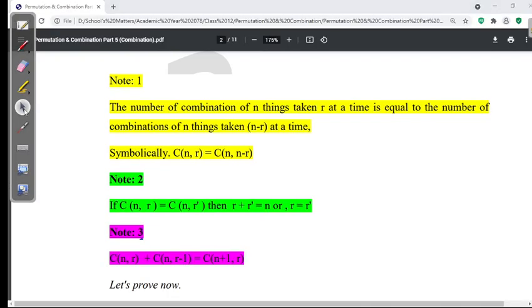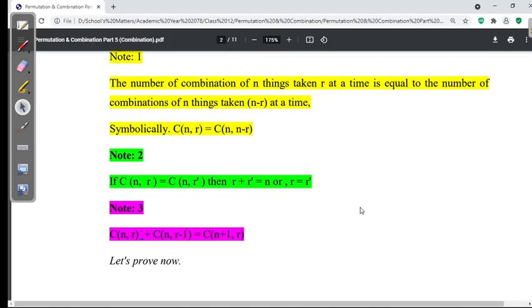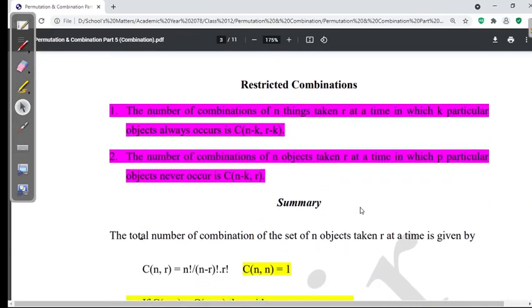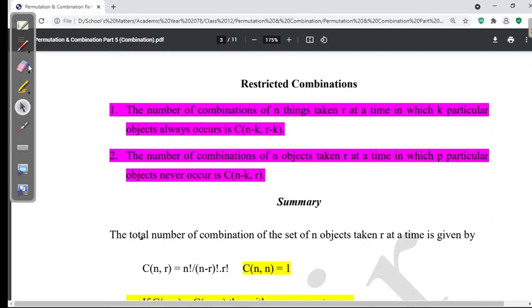Now moving to the further step, dear students, I have prepared. We have proved this theorem. You can study, and it is a very important part, that is restricted combination. You have to apply this also. It is very important.